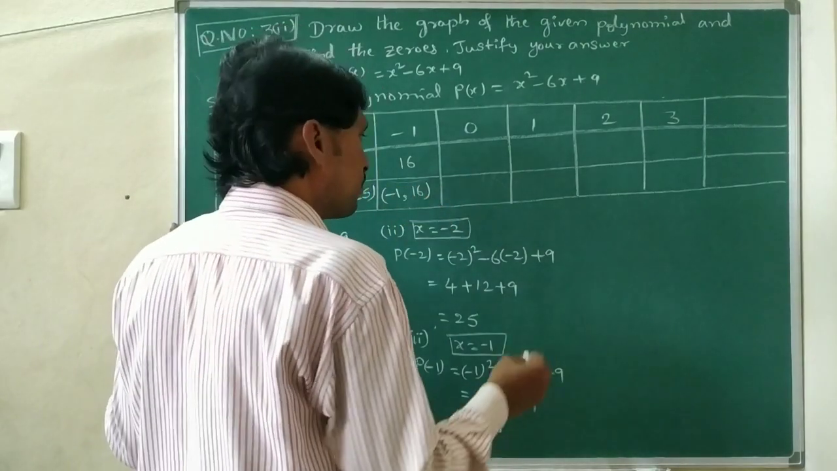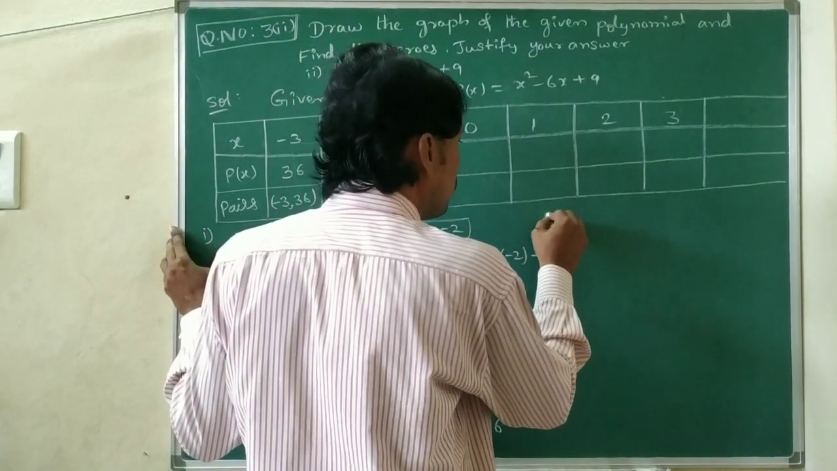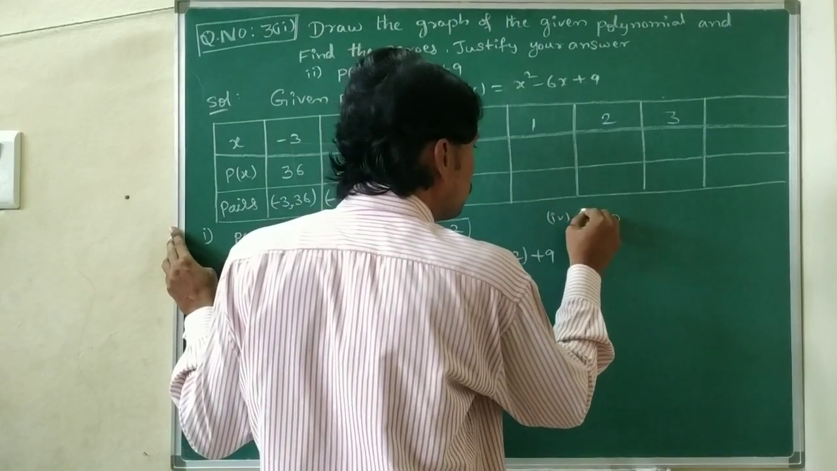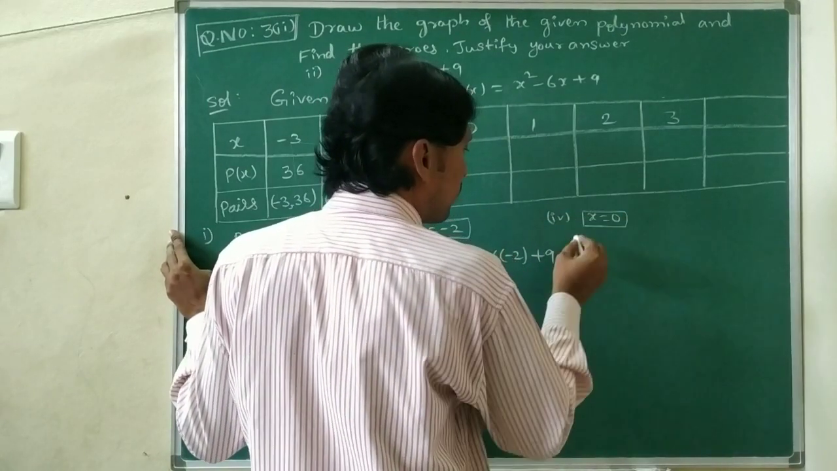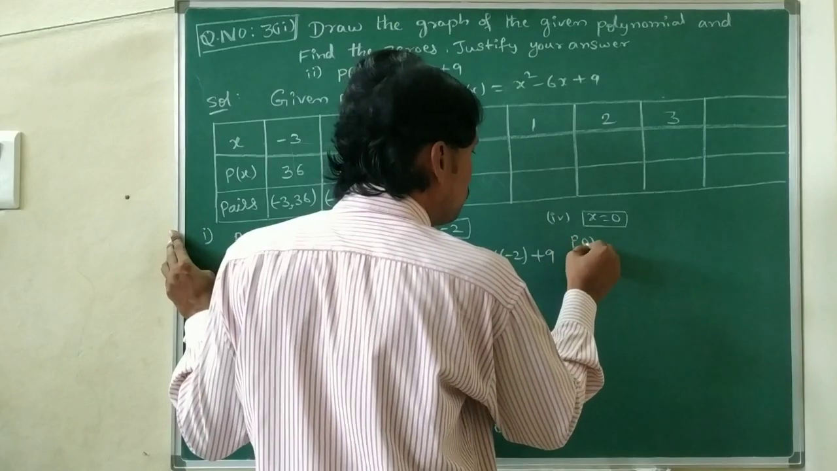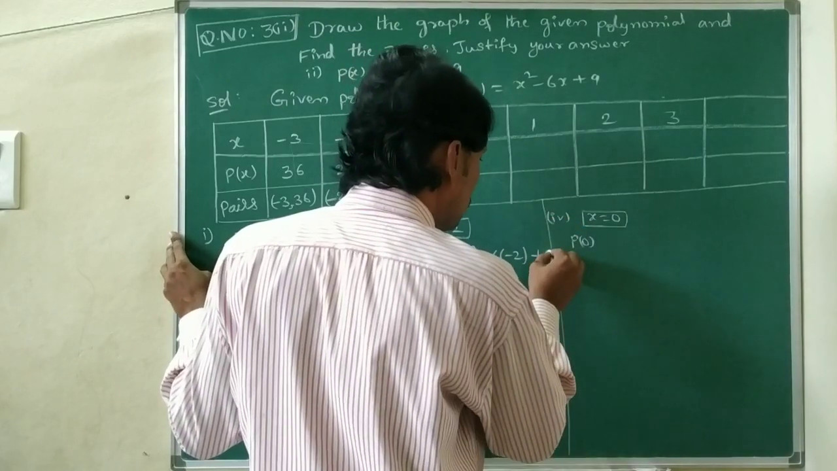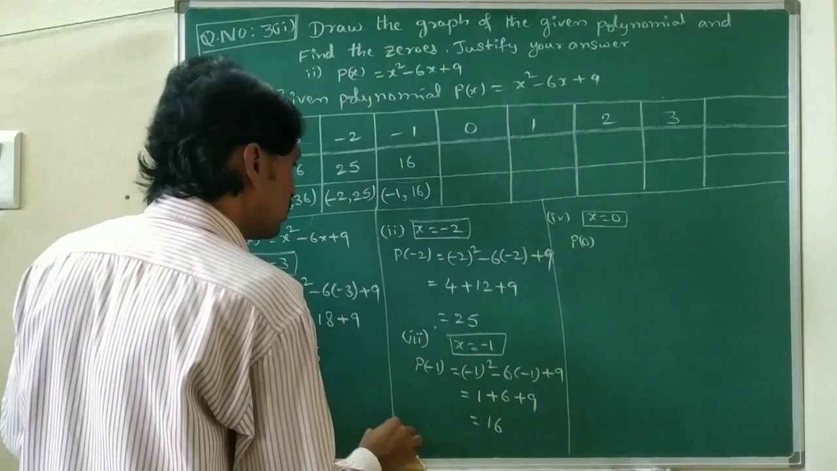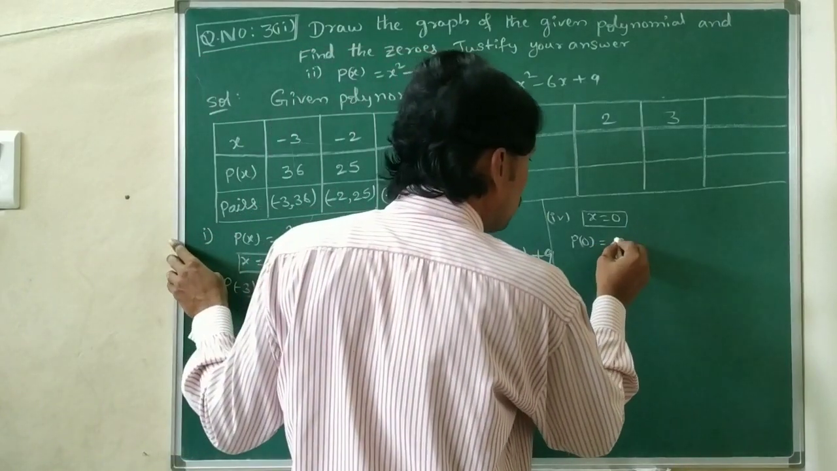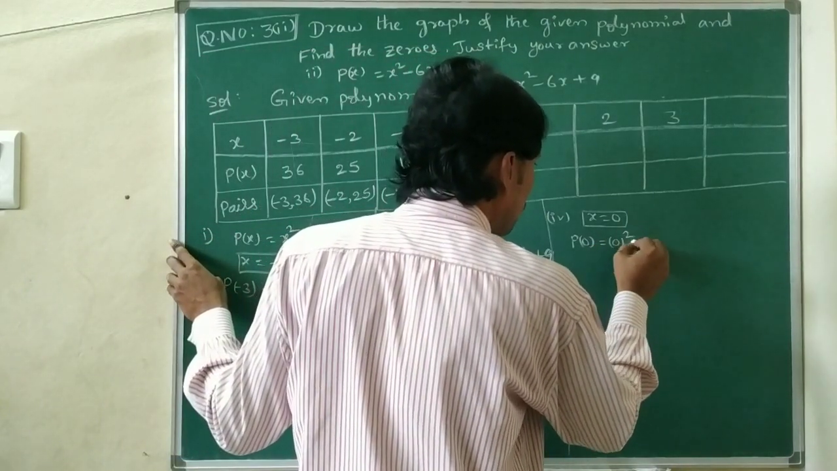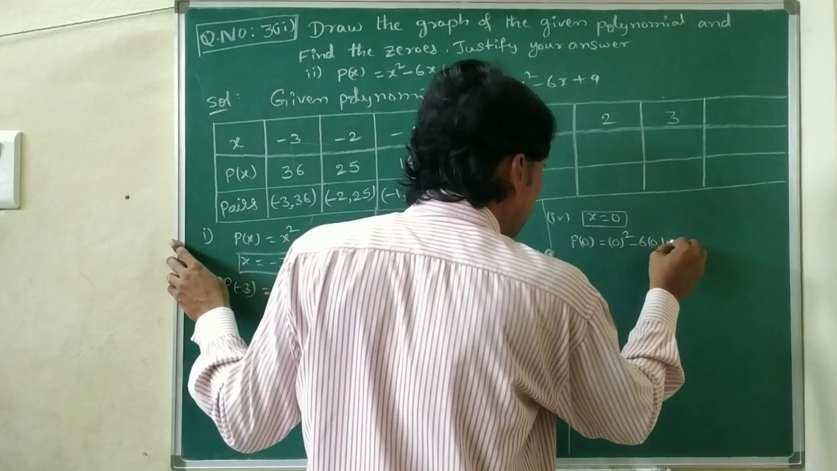Now we need to take x equal to 0. So x equal to 0 means p of 0 equals 0 whole square minus 6 into 0 plus 9.